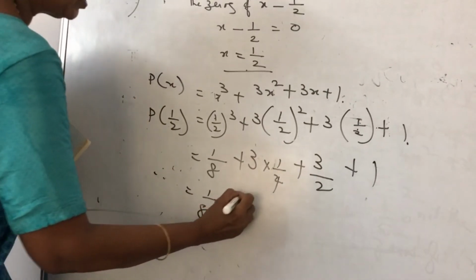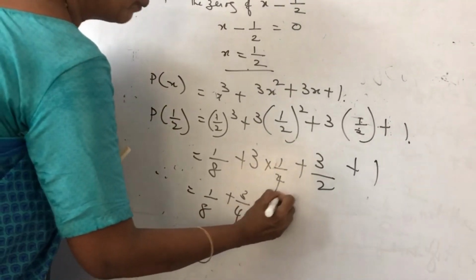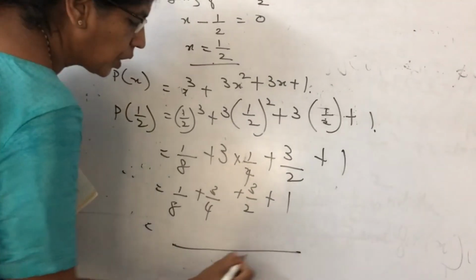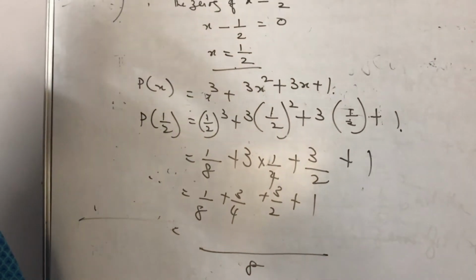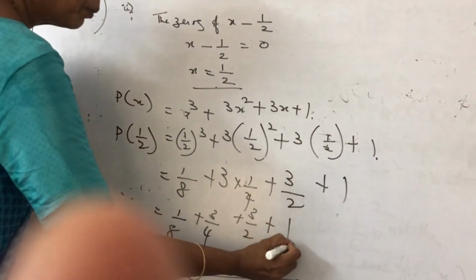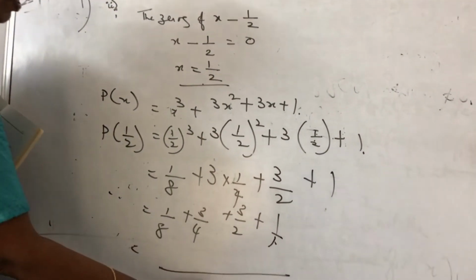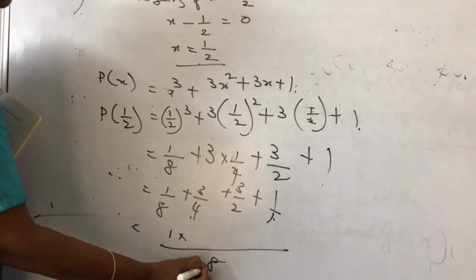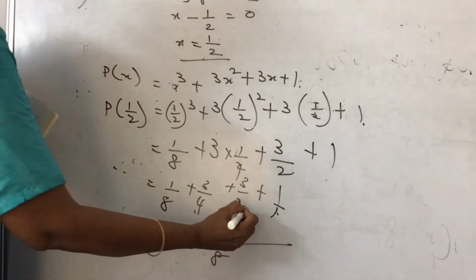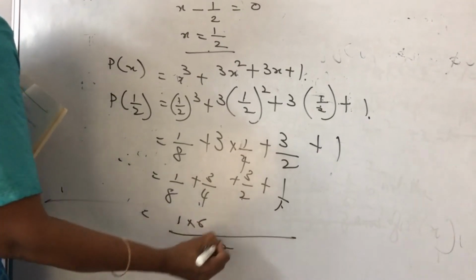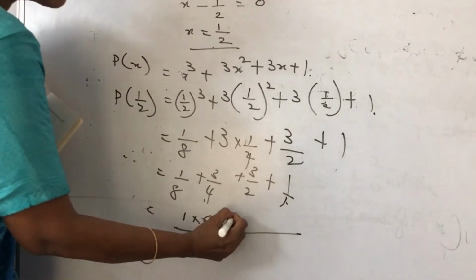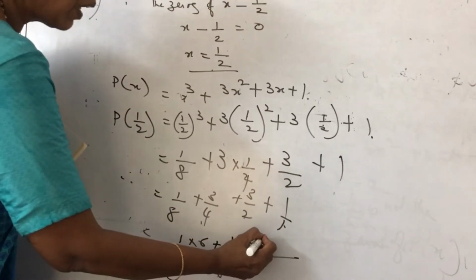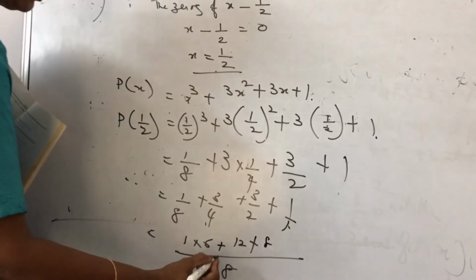1 by 8 plus 3 by 4 plus 3 by 2 plus 1. Addition, children. Go for the common LCM. Your common LCM is what? 8 divides 8 one time. 1 ones are 1. 4 divides 8 2 times. 2 threes are 6. 2 divides 8 4 times. 4 threes are 12. 1 divides 8 8 times. 8 ones are 8.